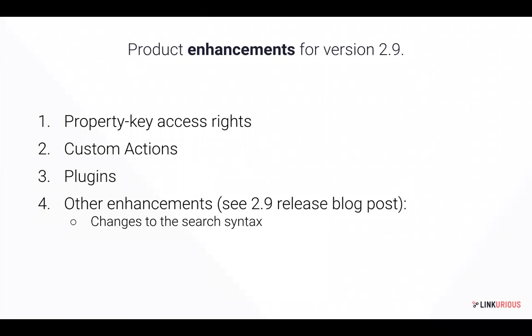Also, there are other smaller enhancements in version 2.9, and I invite you to read the 2.9 release blog post to know more about that. In particular, if some of your users are using the advanced search syntax in the search bar, that's pretty specific and only, I would guess, for pretty advanced users. But if they use it with Elasticsearch to search for and filter on dates and numbers, there might be a minor impact for them. So I would just invite you to go read about that in the 2.9 release blog post, as I won't be talking about that today.